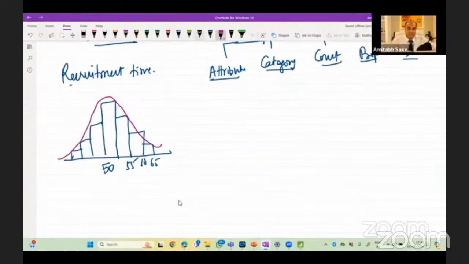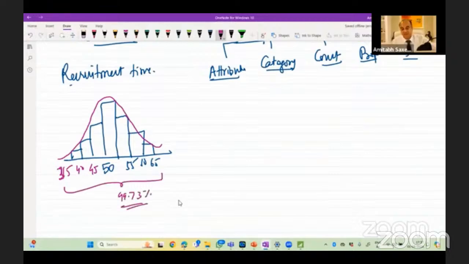If I convert this, so here 45, 40 and 35, just to complete. So most of your recruitments are taking between 35 to 65 days, 99%. To be very precise, 99.73% of your recruitments will be taken within some limits, within the normal curve. Almost 100% of your population. I'm talking about the population, not the sample.